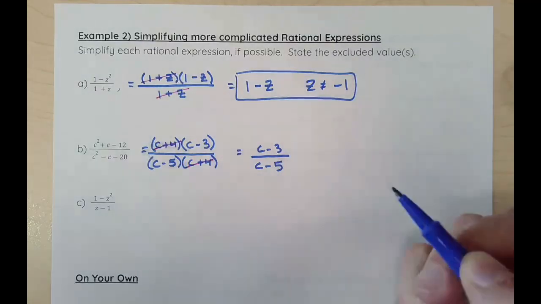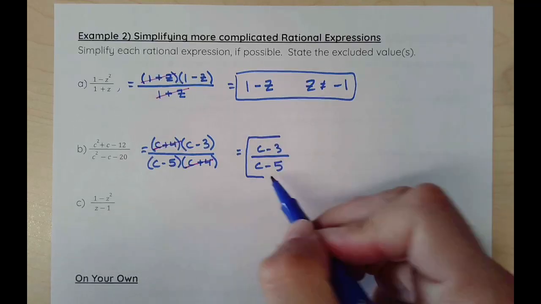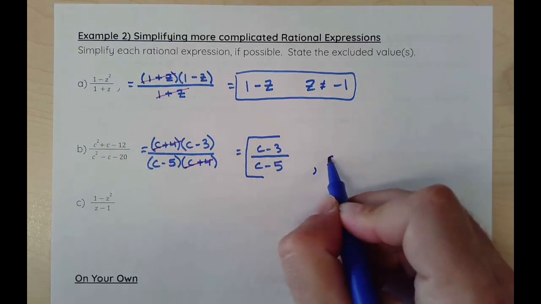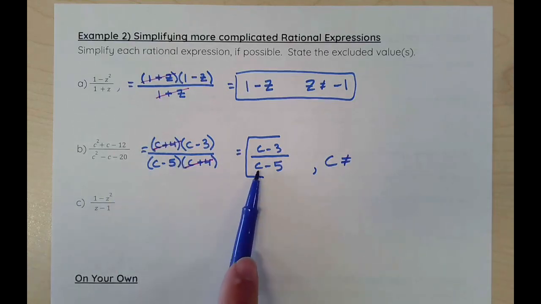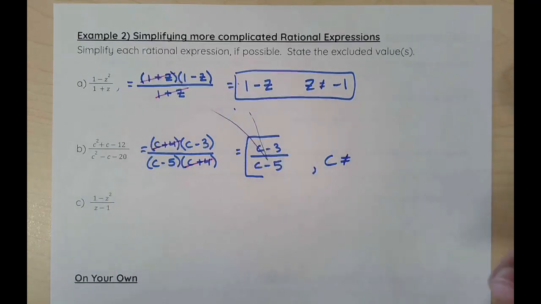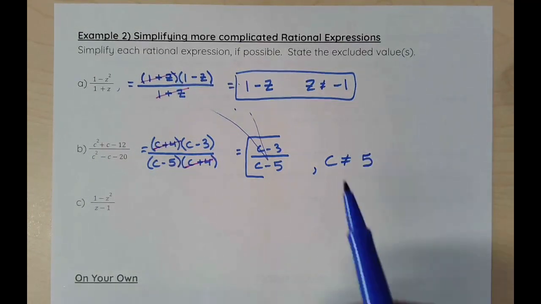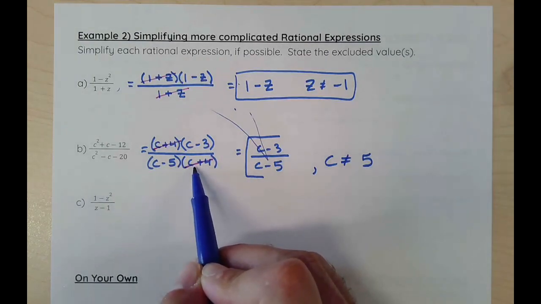Now this is my final result. Those won't cancel. Again, it's tempting to cancel the c's out, but we can't. Excluded values for c: well, looking here, it's 5. c is not equal to 5. And then taking a look back at the original, c can also not be -4. So we're going to account for both of those.